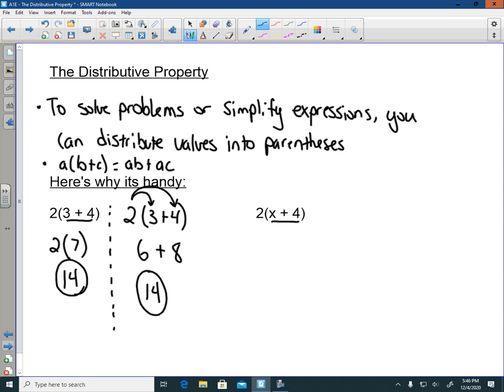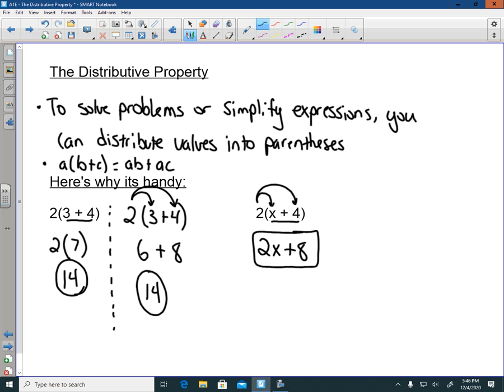And this is where the distributive property comes in. We can simplify this expression by distributing the 2 onto the x and onto the 4, just like what we did before, except now our answer isn't going to be a single number. So we have 2 times x, or 2x, plus 2 times 4, which is 8. And that is the best we can do, because 2x is a term that has an x in it, and 8 is a constant term, and variable terms and constant terms cannot be combined.